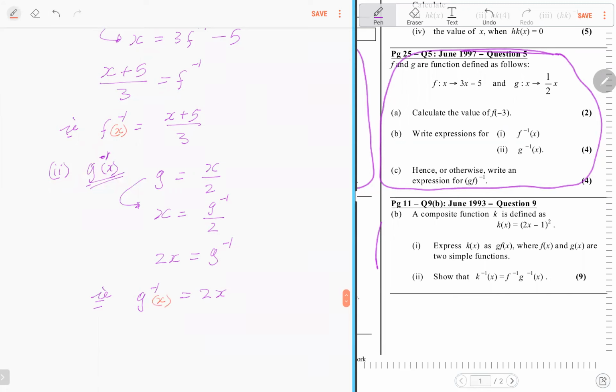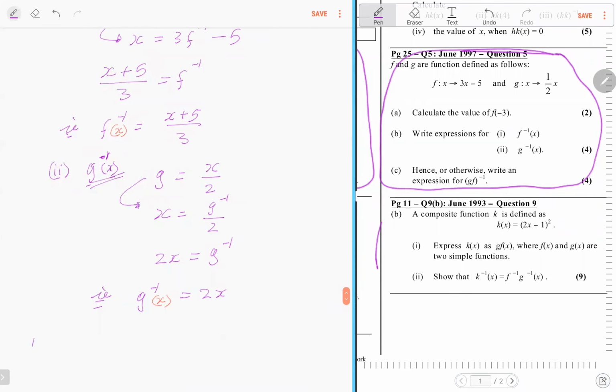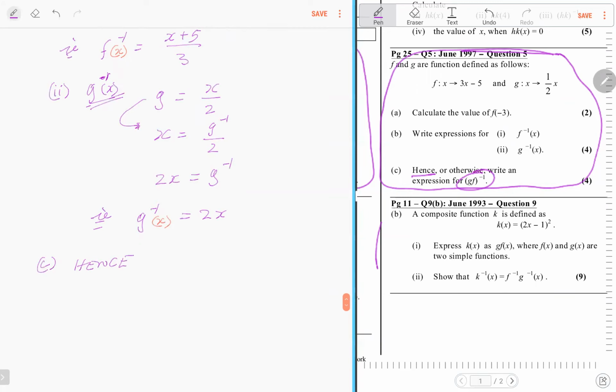And we'll come to part C now. Part C says hence or otherwise. We're not going to do the otherwise. We're going to do the hence method. We want to find this, so we can write it like this. Hence. What I want us to find is g of f all to the minus 1.